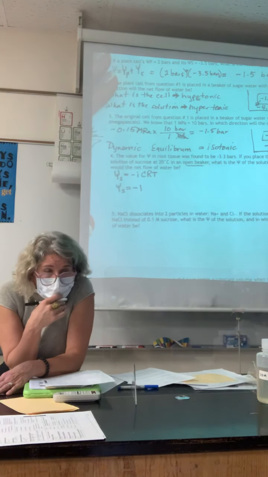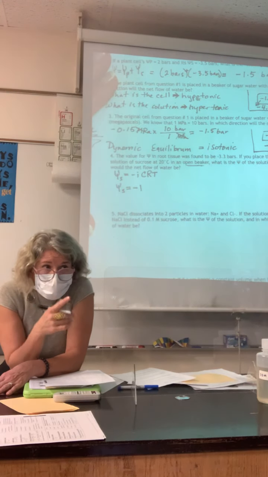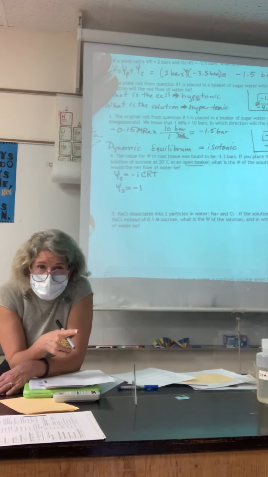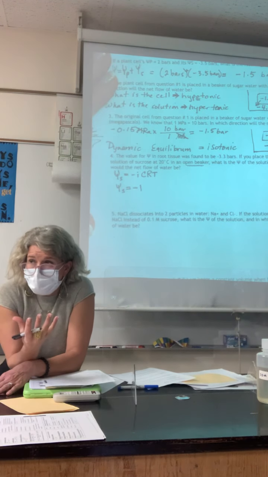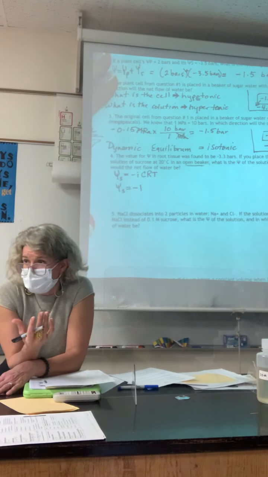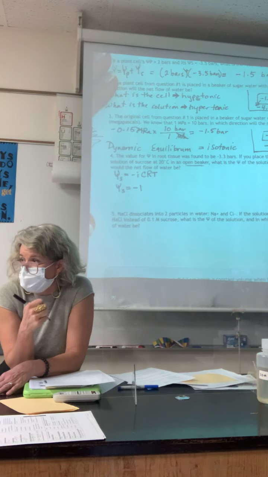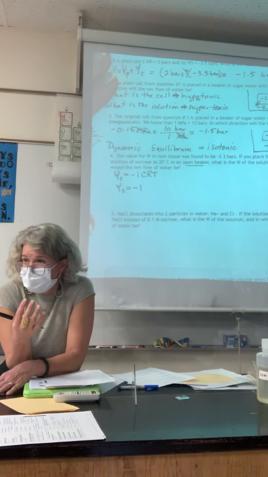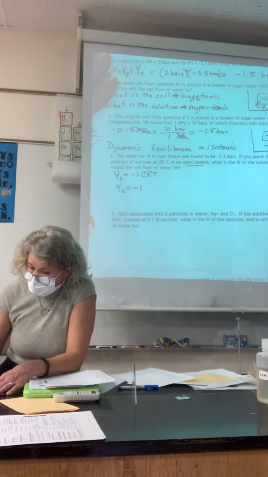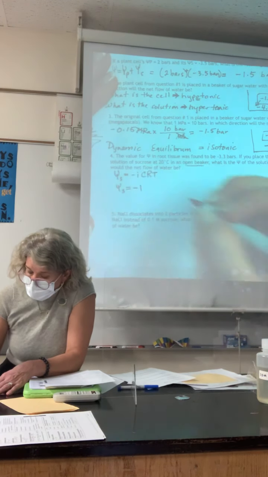Why did we choose 1? Because it's sugar and sugar doesn't break apart, right? What would we choose if it was a salt? We'd choose however many pieces that salt has in its formula. NaCl would be 2, magnesium chloride, because it's MgCl2, would be 3, okay, etc. So that's our 1 there.